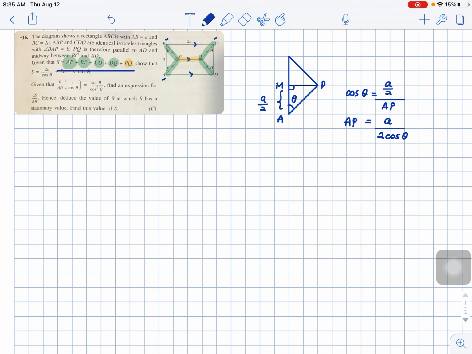I know that this whole length is 2A. If I can find this dotted length, then I can just minus and find the PQ. So let me write the expression for PQ. 2A minus, just now we labeled this portion as M, right? So twice of MP.